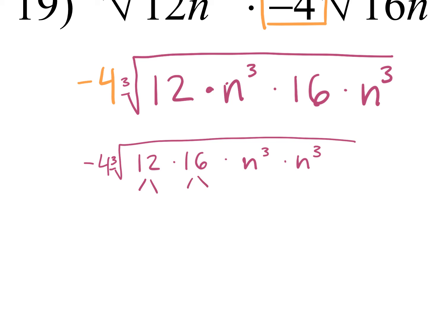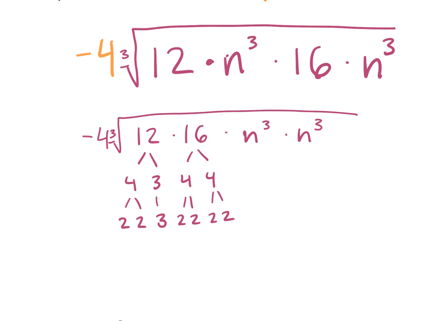Break it down. So what are factors of 12? 4 and 3. What are factors of 16? 4 and 4. What are factors of 4? 2 and 2. And then 2 and 2 and 2 and 2. So I want to circle groups of what here? Groups of 3. So I have 3 2's here. Do I have anything else I can circle? Yes, the other group of 3 2's.